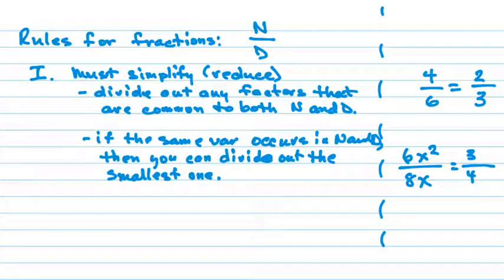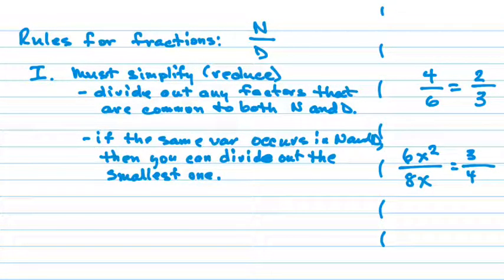Because if they're the same variable, that one's not smaller. But what I mean by that is you have fewer factors of it. Okay? So if the same variable occurs in the numerator and the denominator, then that means you have a common factor. And so you're going to divide away the biggest thing possible, and the biggest thing you can take out of both of them is the smallest one. That's what I mean.